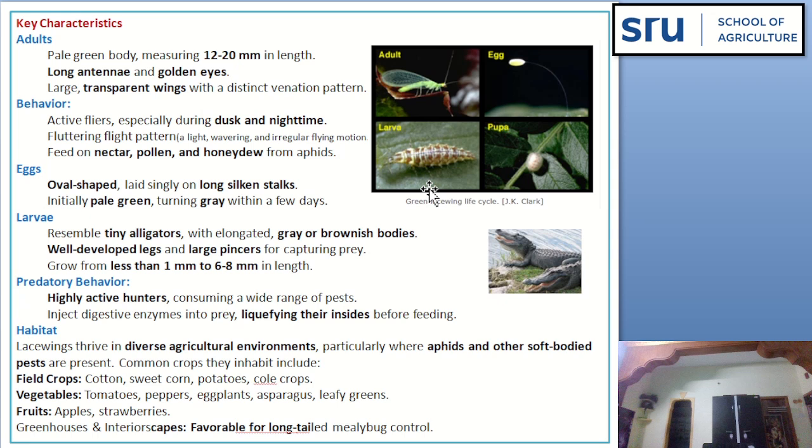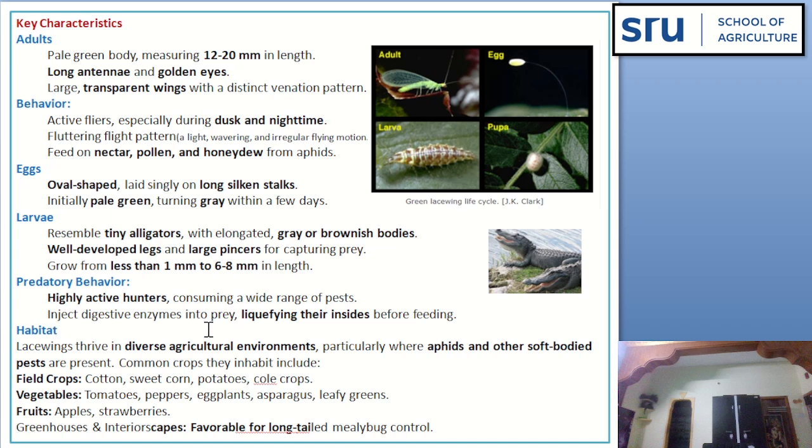Eggs are oval shaped, laid singly on silken stalks. See, these are the eggs that are laid on silken stalks. These eggs are initially pale green, and turn grey within a few days. Next, larva. Larvae resemble tiny alligators with an elongated grey or brownish body. They possess well-developed legs and large pincers for capturing prey. The larvae grow from less than 1 mm to 6 to 8 mm in length.